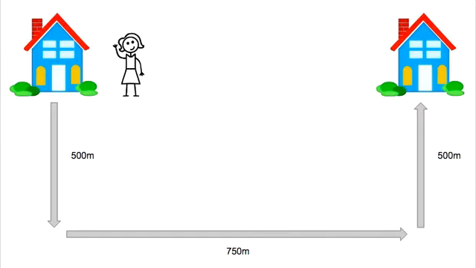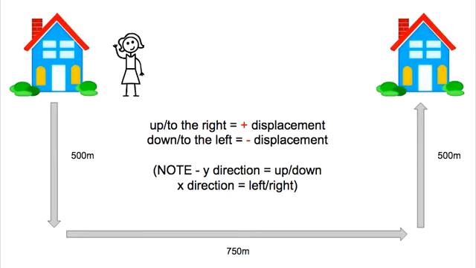Let's say that Jane here wants to go from her house to her friend's house, and this is the path she takes. To find the distance, we would need to determine the total length she has traveled. In this case, that would be 1,750 meters, which you get by adding 500, 750, and 500 together. To find displacement, we need to consider how far she is from her original starting position, which is her house.